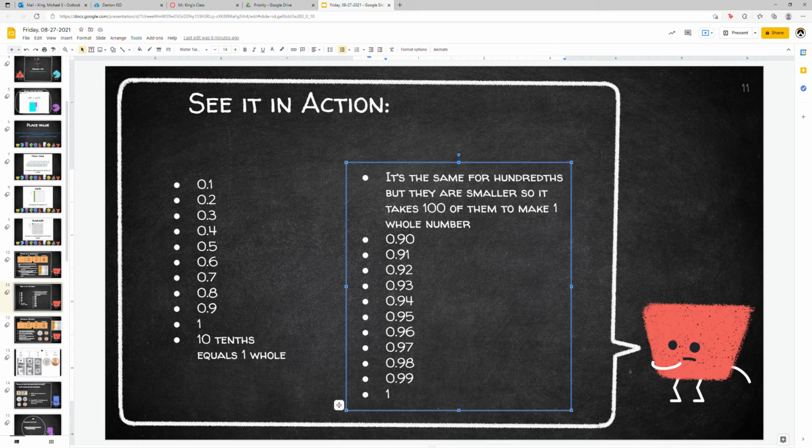Same for hundredths, but it takes 100 of them to make one whole number, right? So to save me time, instead of typing 100 of these, I started at 90 hundredths. So let's imagine we have 90 hundredths. I'm going to add another one: 91, 92, 93 hundredths, 94, 95, 96, 97, 98, 99 hundredths, and then 1, right?